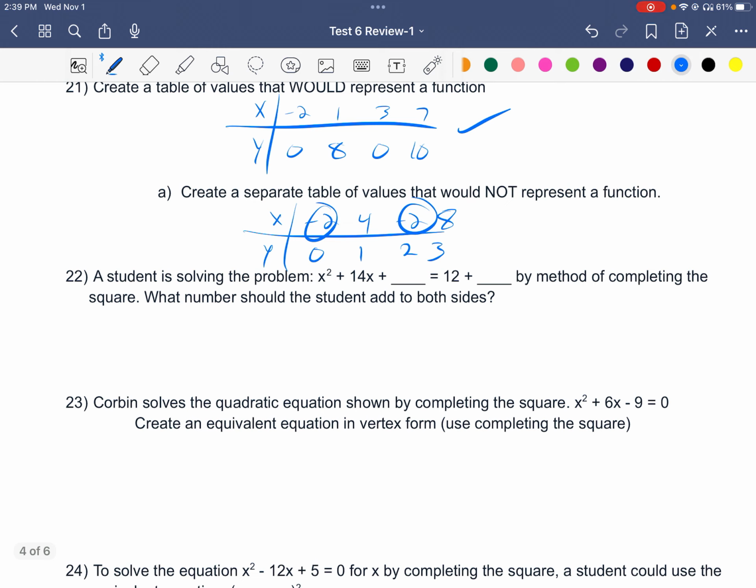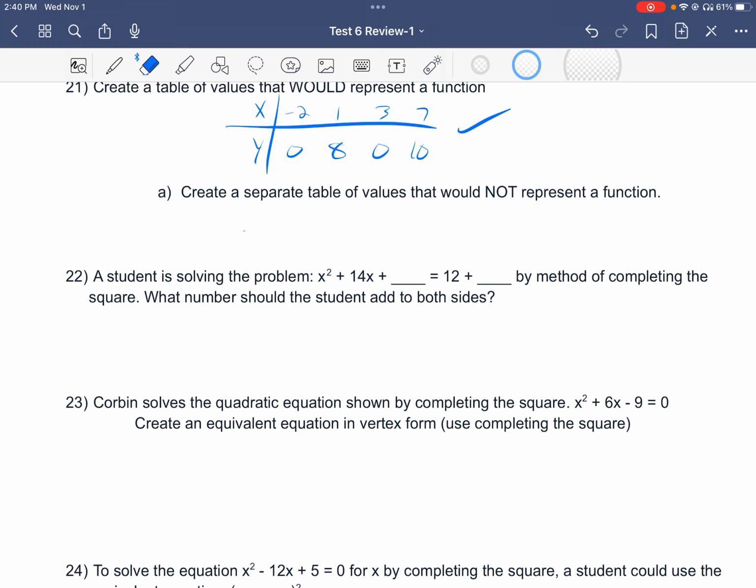A student is solving this problem, x squared plus 14x plus something equals 12 plus something. They're doing completing the square. What number should that student add to both sides? So we want this left side here to be a perfect square trinomial. So what would I need to add to that to make it a perfect square trinomial? Well, you just simply take the b value, cut it in half, and get 7, square it, you get 49. So putting a 49 is creating that perfect square trinomial on the left.